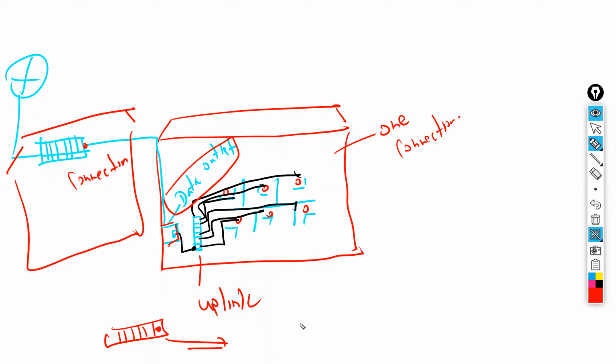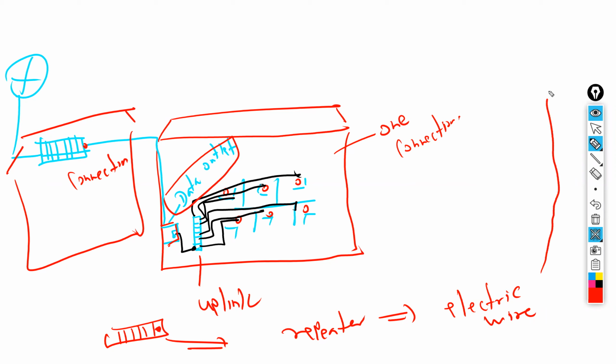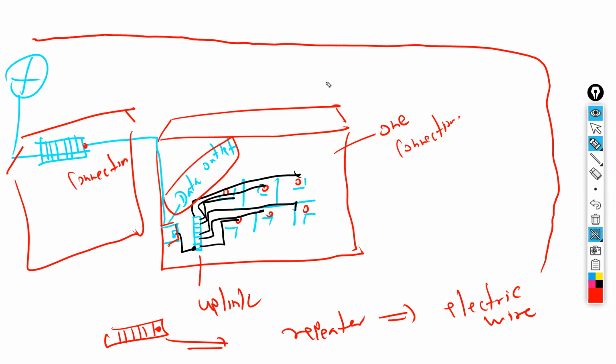it works as a repeater. What do you mean by the repeater? It's like an electric wire. What do you mean by the electric wire? If you give the power, it propagates through the conductor until that wire ends. Same thing happens here. The signal comes.